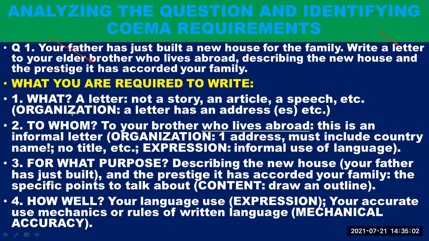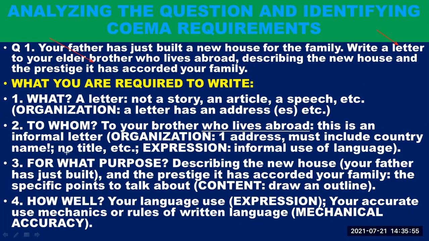The organization means that the various parts or units or features or components of that structure need to be arranged in a particular order. And that is what the examiner is interested in under organization. So it has a letter, it has an address, and here, because it is an informal letter, it has only one address, that is your own, the writer's address. But because your brother lives abroad, your address has to include the country name. If you are writing to someone within the country, you can put a full stop after your state. But since you are writing to someone outside the country, you need to include the country name.